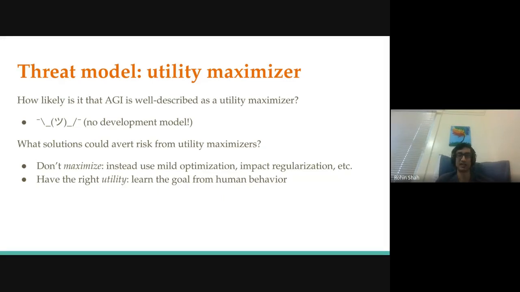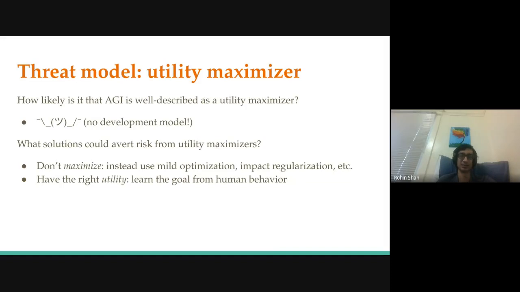In contrast, since we have a risk model, it's pretty easy to generate potential solutions that could avert the risk that we've outlined. So the first one is, let's not maximize. Instead, we can do some sort of mild optimization or impact regularization so that the AI is not trying its damned hardest to optimize the utility function, but is instead trying to get a reasonably good option. Make 1 million paper clips, but don't destroy the entire universe and turn it into paper clips. So that's one approach.